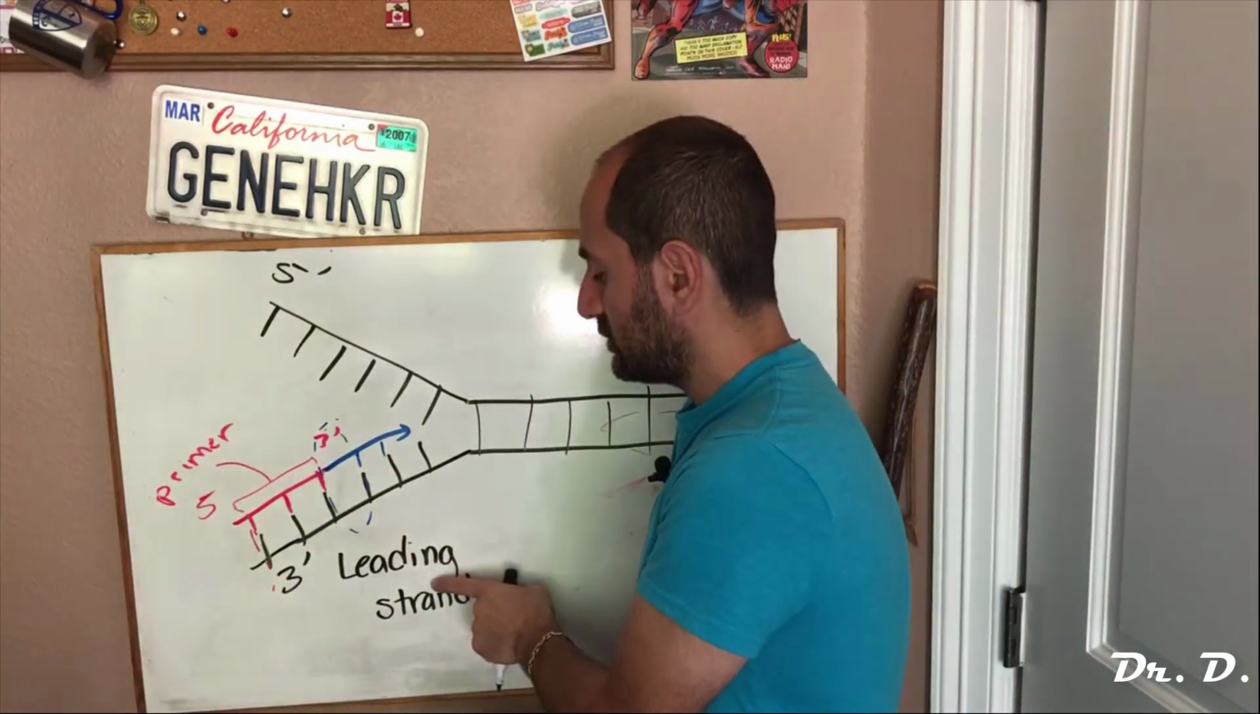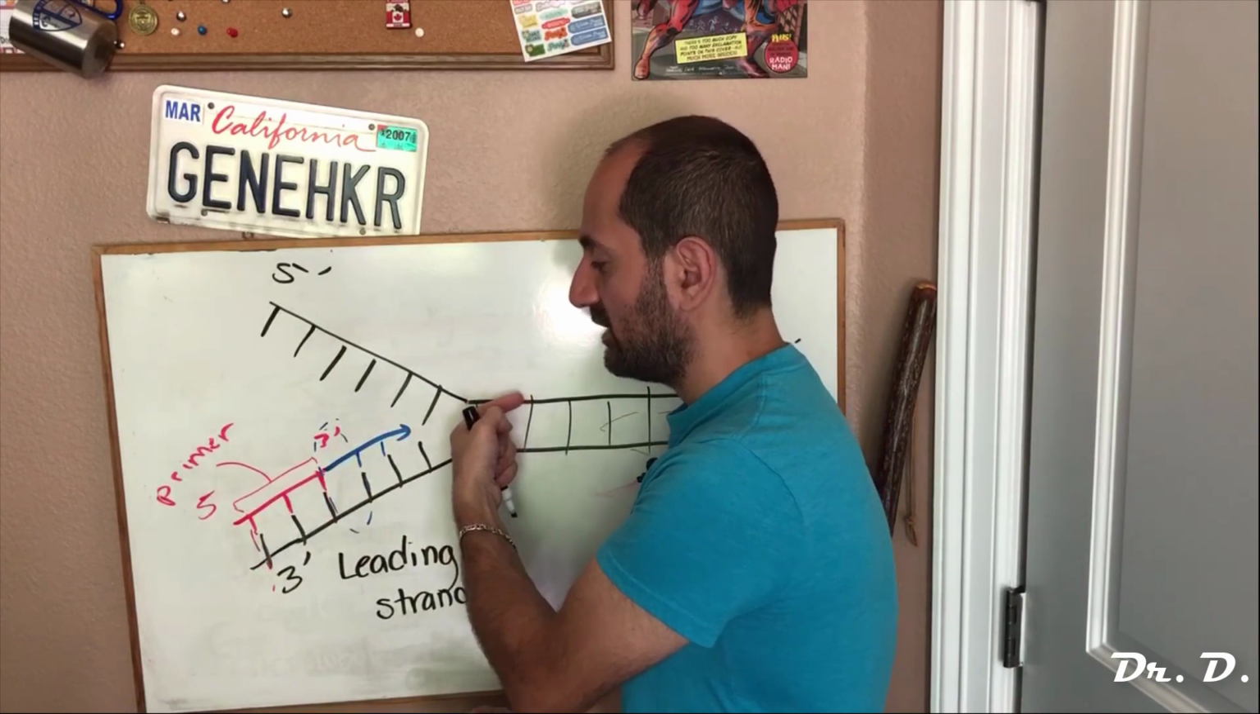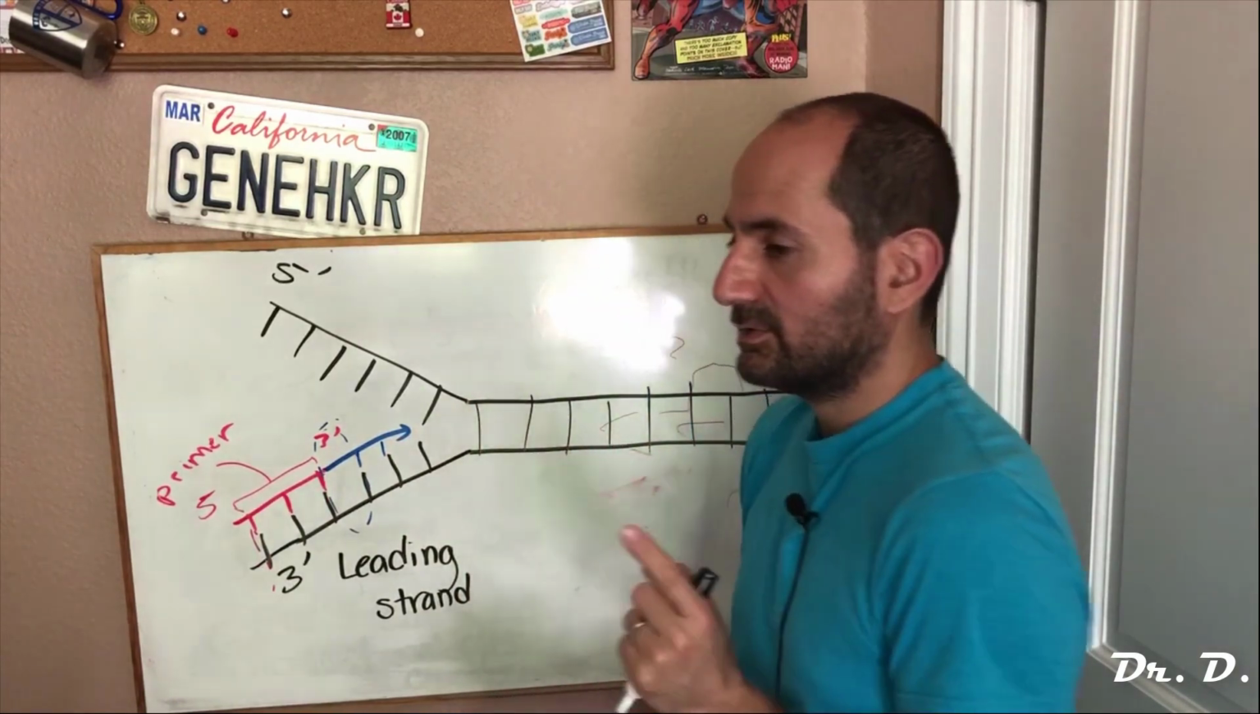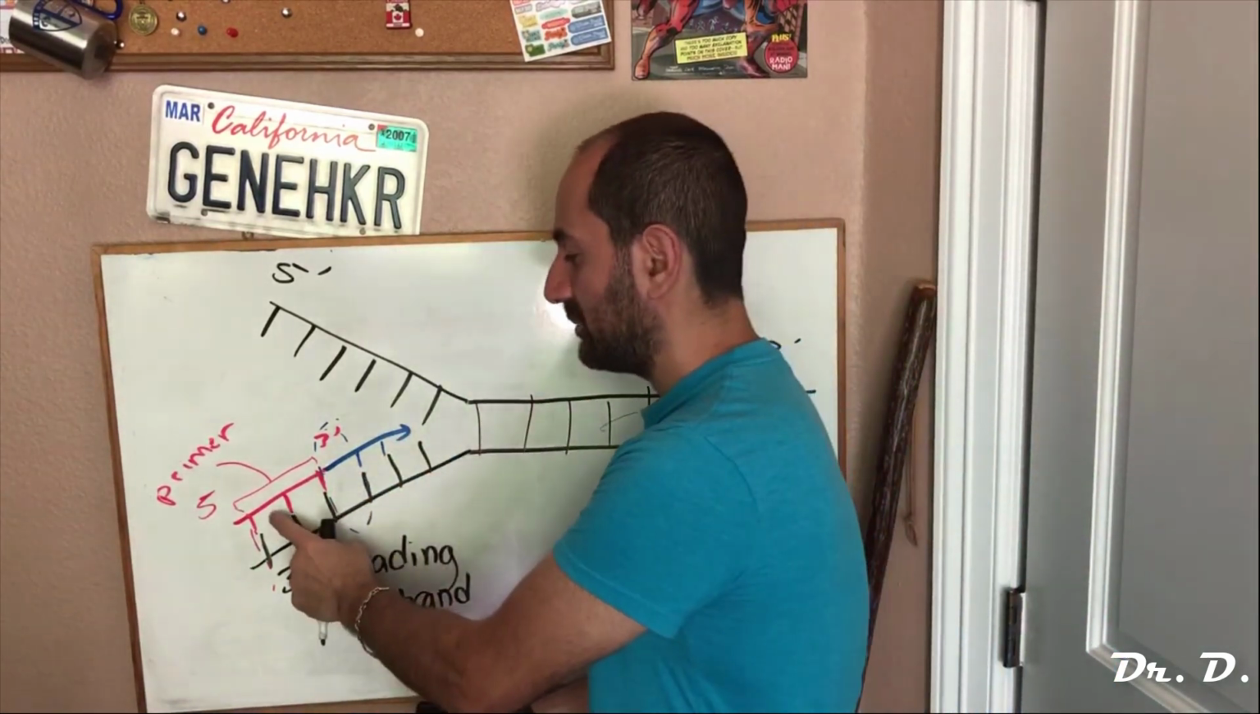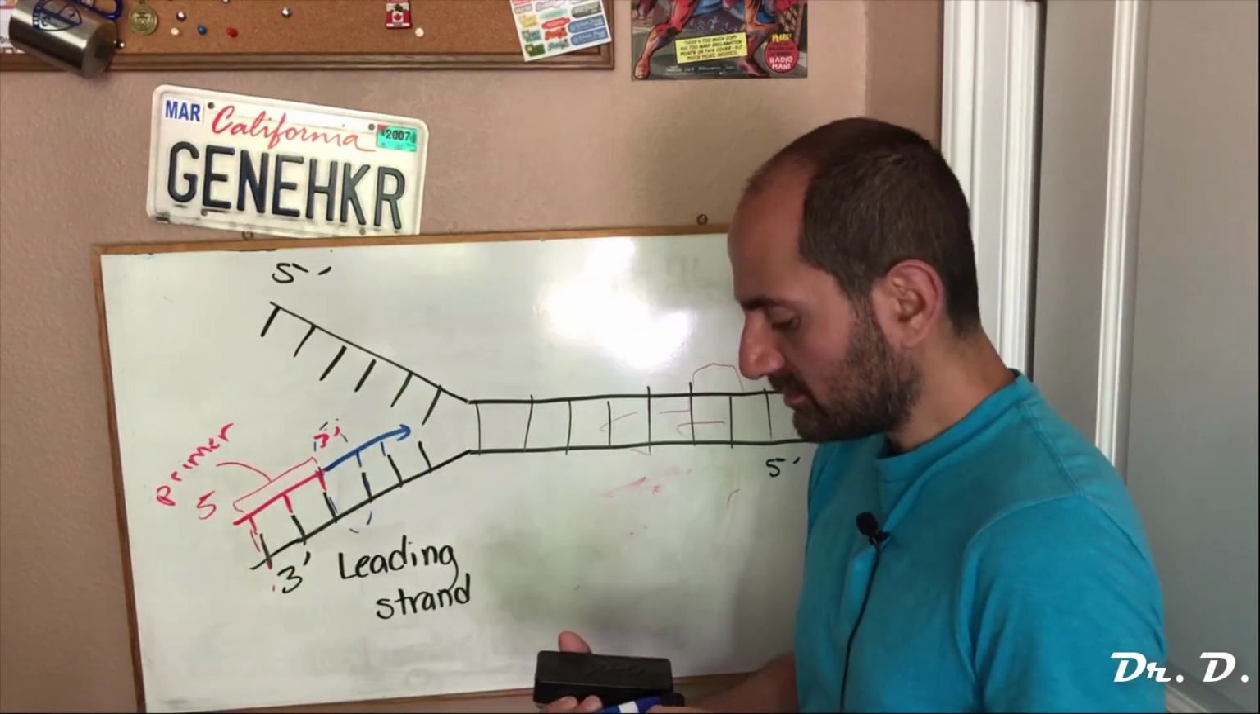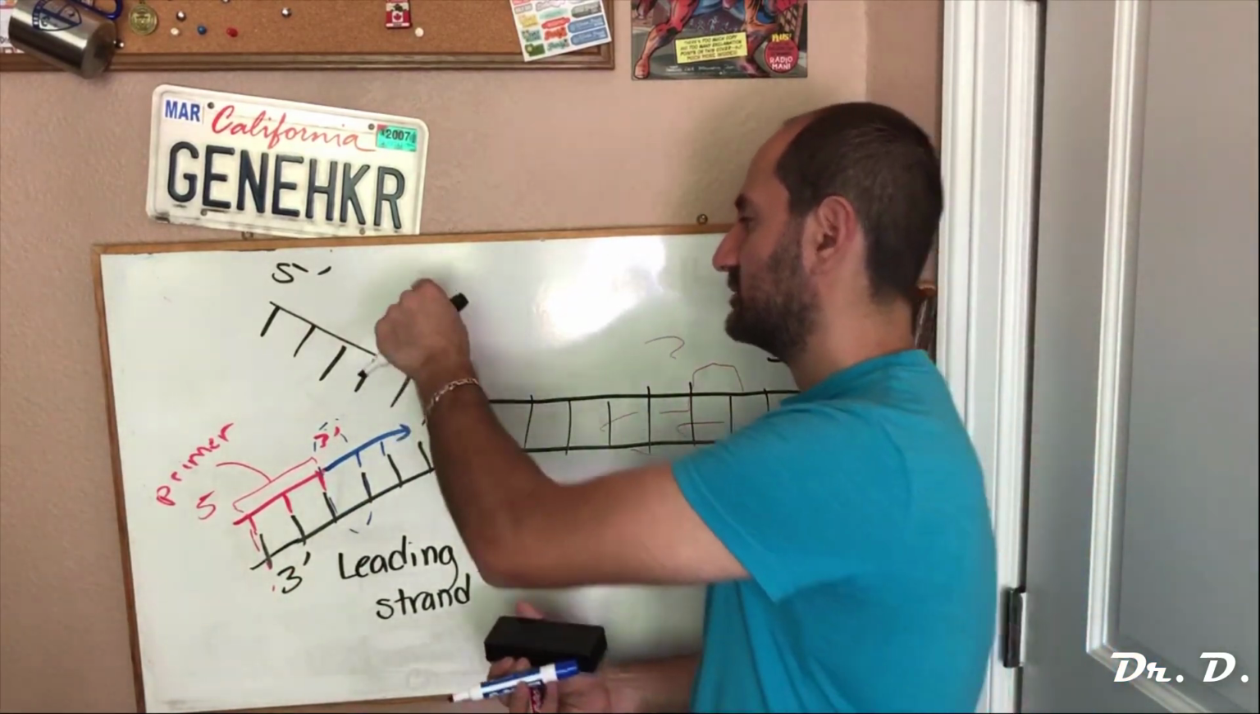So on the leading strand, you're building towards the fork in a 5' to 3' direction, and you only need one primer. That primer's at the very beginning. Okay, so let me explain the other strand.